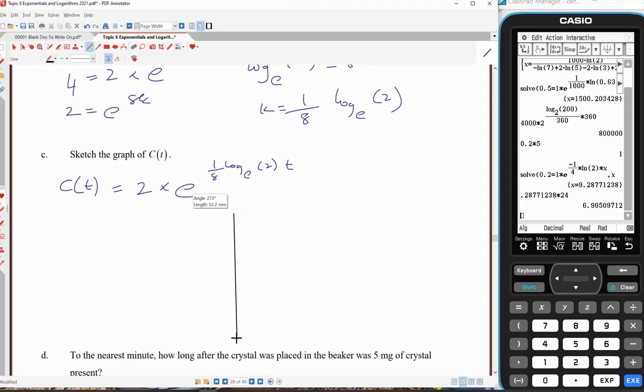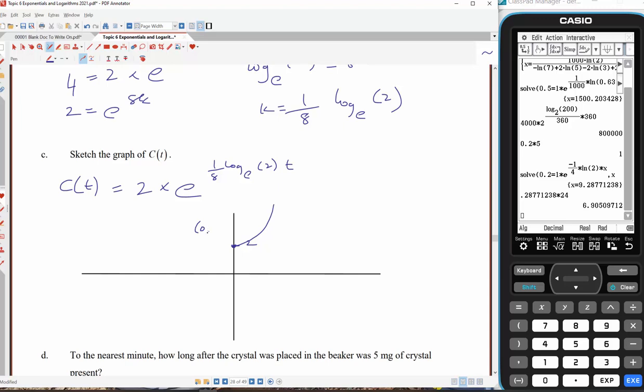Okay, so let's draw our axes. And our initial value, 0 goes in, e to the 0 is 1, 1 times 2 is 2. So there it is there. So it's going to come along here, go up and kick from there. So it's going to go up like so. Closed circle, 0, 2. This is the t-axis, this is the c of t axis.